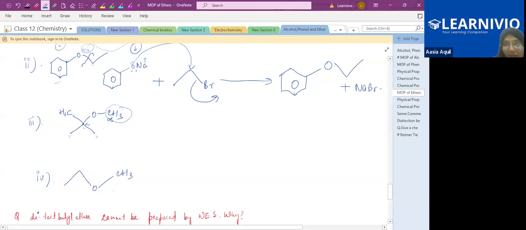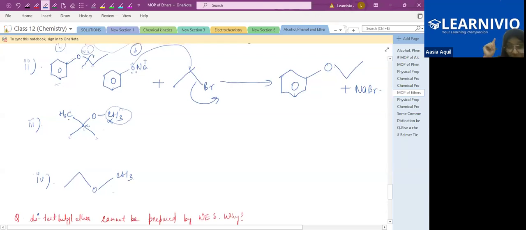So see, this is your alpha carbon. This is again your alpha carbon. On the right side, this is your alpha carbon. This is again your alpha carbon. Now you have to check whether a tertiary alpha carbon is present or not. You can see this is your tertiary alpha carbon. What is this? Your tertiary alpha carbon. So a tertiary alpha carbon will always form the alkoxide. Okay, see this point.